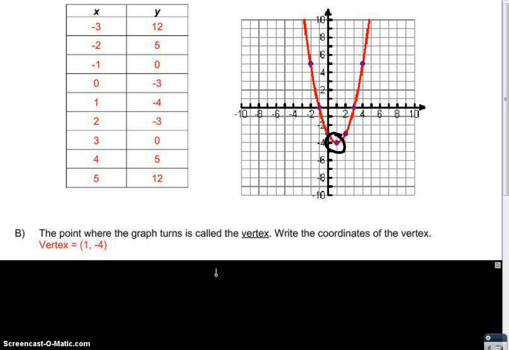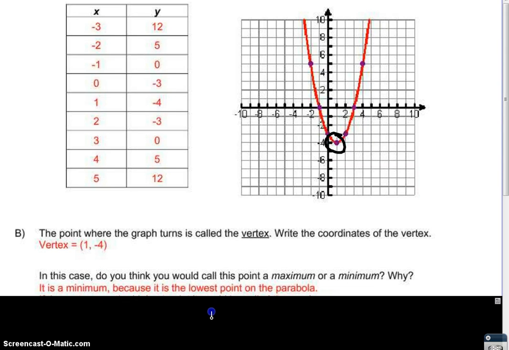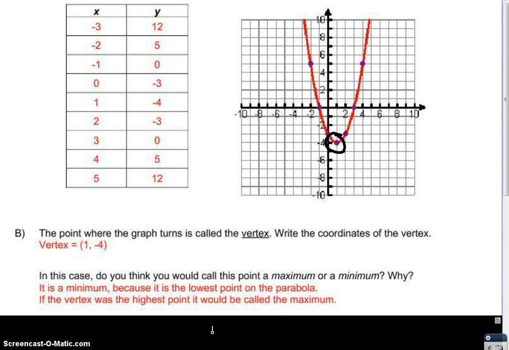Now, if y'all look at the next question, it says, in this case, do you think this would be called a minimum or a maximum, and why? What y'all should have said is that this is going to be a minimum. The reason it is a minimum is because it is the lowest point of my parabola. If the vertex would have been the highest point, which means my graph would have actually been an N or upside down U, that would be my maximum. So if I have a low point, it's a minimum. The highest point is a maximum.